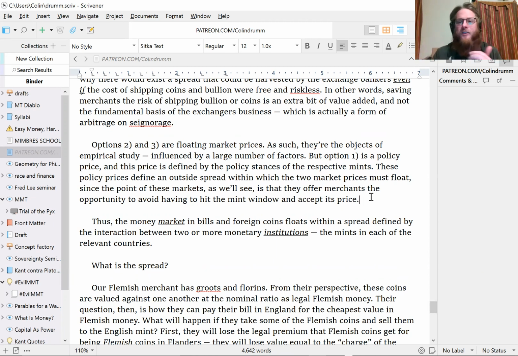So you go to the exchange banker, right? And you're like, hey man, I need to pay this guy in England, and I have these Flemish coins, and I could ship these coins to England, and then I would lose the legal value of the Flemish money, and I'd lose some silver at the English mint. Can you help me out? And the banker says, yeah, no problem. Look, I know somebody who has English money. That's what you need. And I can find somebody who's going to want these Flemish coins as Flemish coins.